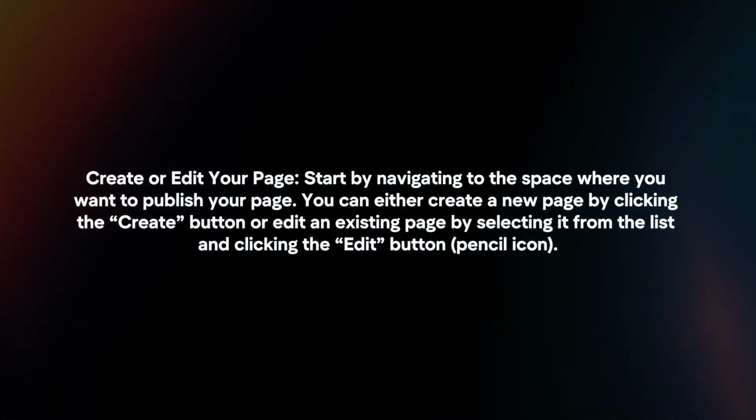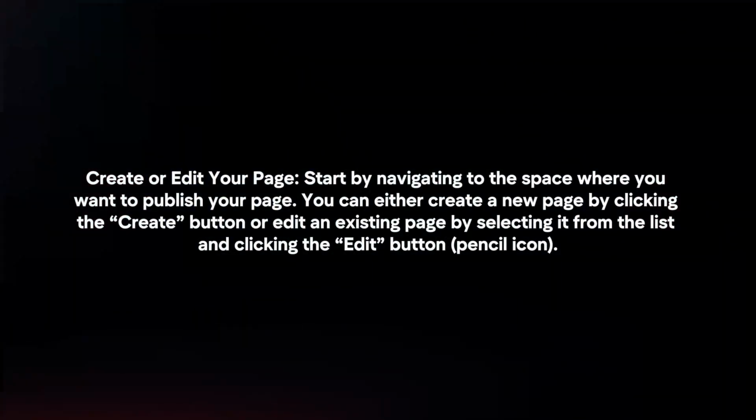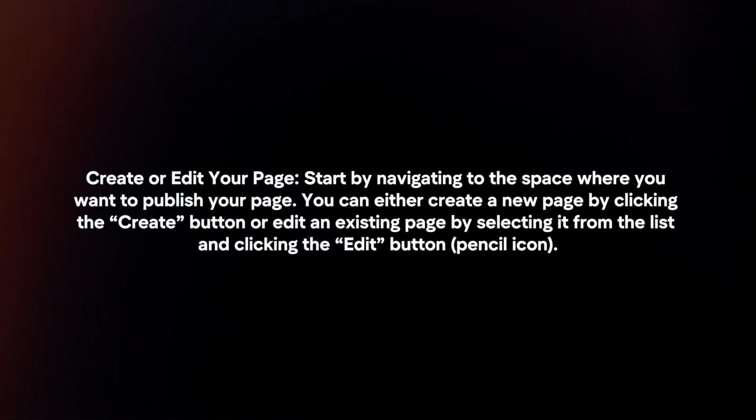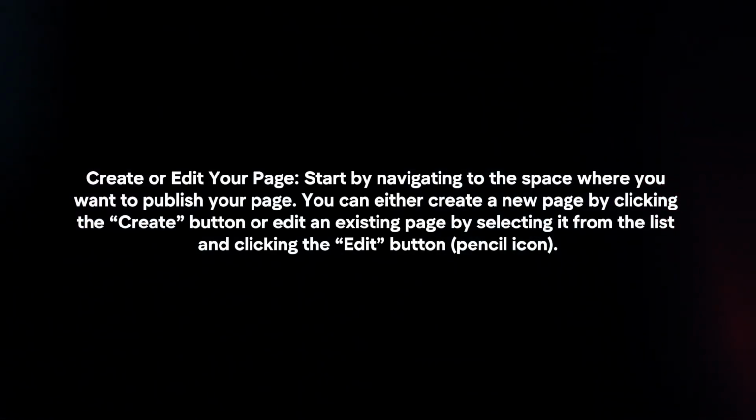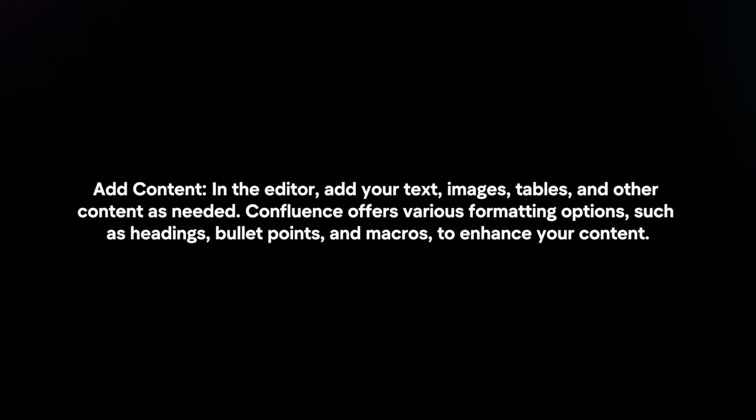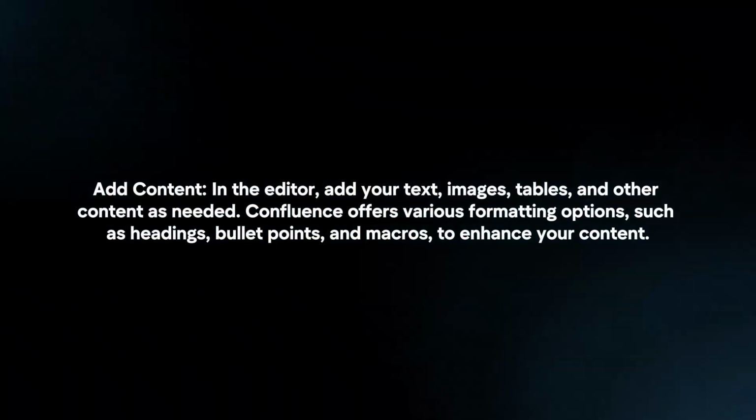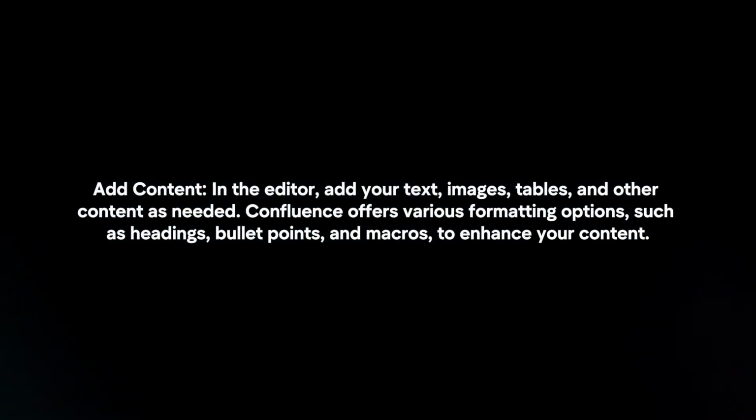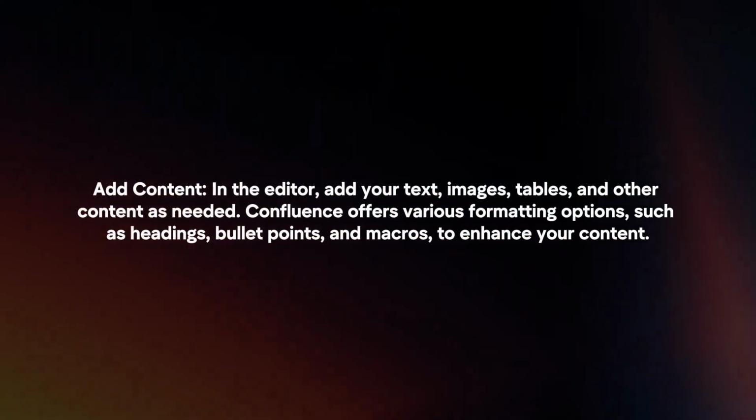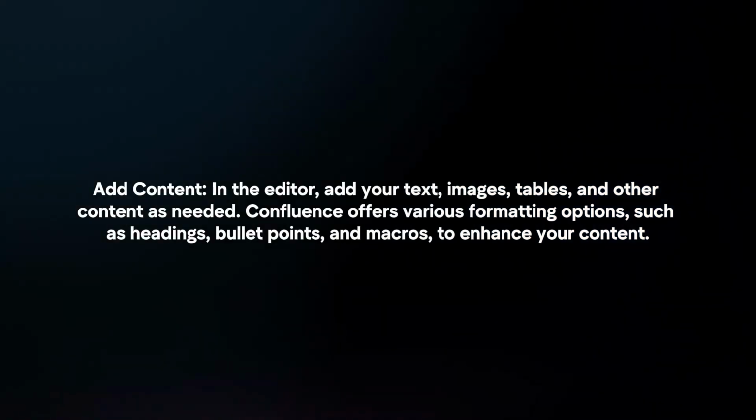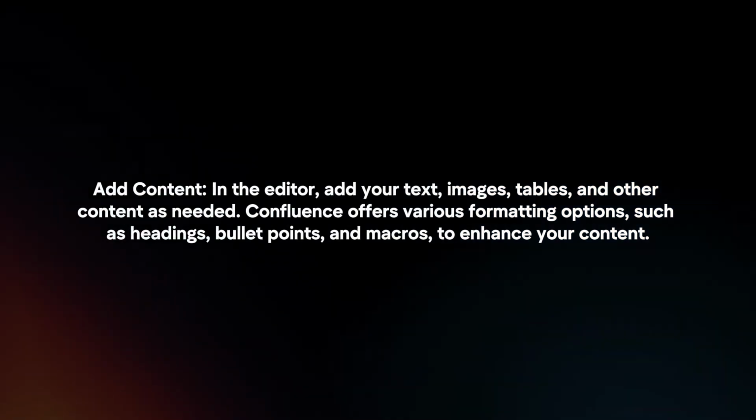You can either create a new page by clicking the Create button or edit an existing page by selecting it from the list and clicking the Edit button. Add content. In the editor, add your text, images, tables, and other content as needed. Confluence offers various formatting options, such as headings, bullet points, and macros to enhance your content.